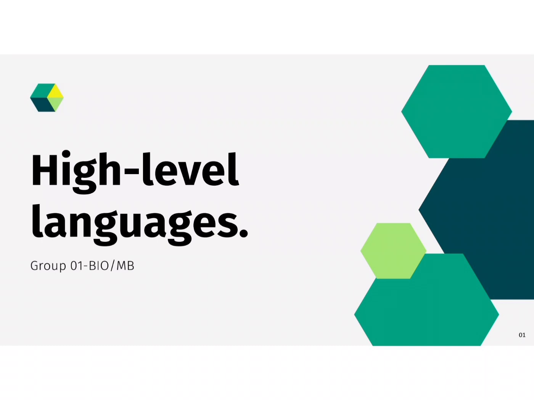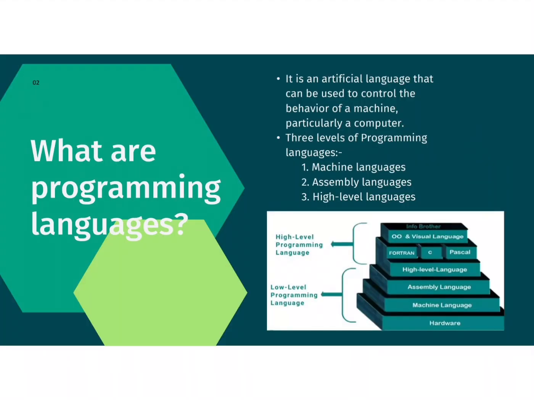Today, I would like to speak on the topic high-level languages. A high-level language, simply put, is a programming language. But what are programming languages? A programming language is an artificial language that can be used to control the behavior of a machine, particularly those which are computerized. And these programming languages can be further classified into three major categories.